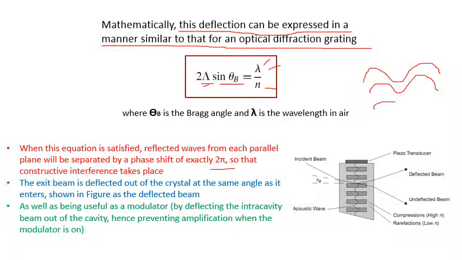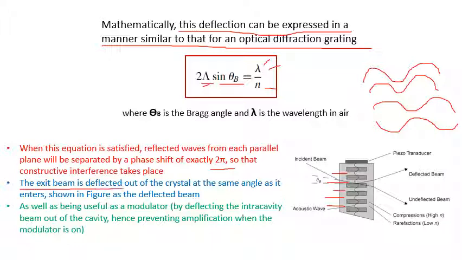constructive interference. If you have it like this, destructive interference. So here, rarefaction and compression, these parallel planes are formed, and are separated exactly to produce a phase shift of 2 pi, so as to have a constructive interference. But this only happens if the sound wave is generated very nicely and accurately.